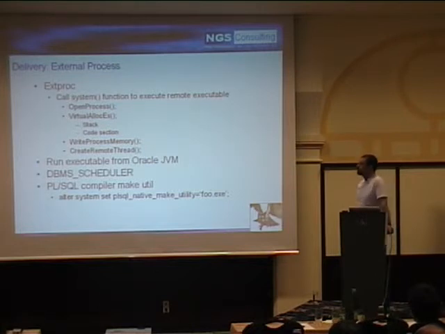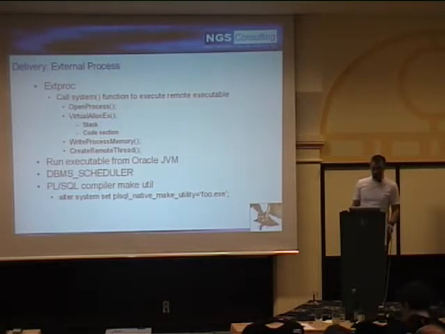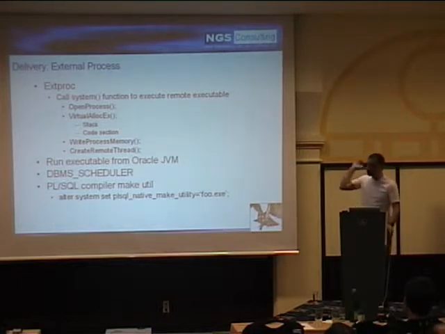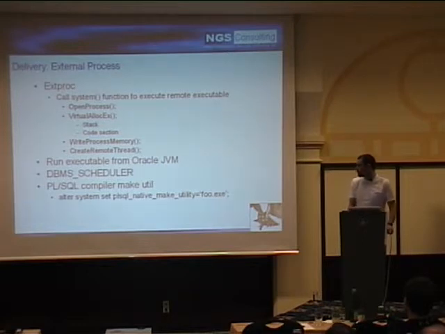So if we look at external processes as a delivery mechanism, we could use external procedures, for example, to call the system function to load an executable over the network. That executable would call OpenProcess on the Oracle process, then VirtualAllocEx, this is obviously on Windows, by the way, to allocate memory in the Oracle process. We need space for the stack and the code itself. We then write into the Oracle process using WriteProcessMemory, and then CreateRemoteThread. But basically what we do is point the thread to the beginning of the code section. And then off it goes, and you can do whatever you want to do.